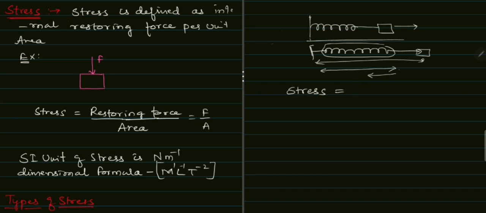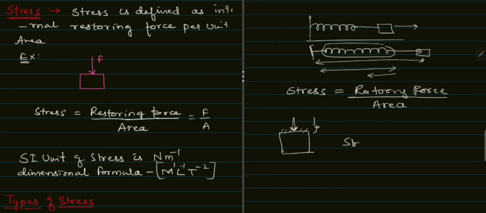So what is the stress here? Stress is restoring force per unit area, or cross sectional area. Another example, this is a box. On this area I am applying the force, on this area I am applying the force. So the force applied on the area gives the stress. Stress equals applied force per unit area, which is also called stress.